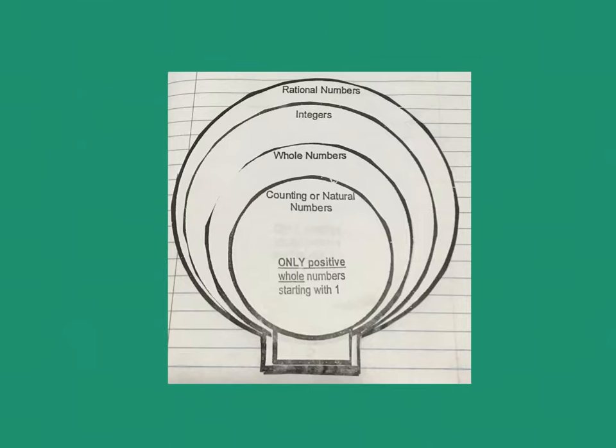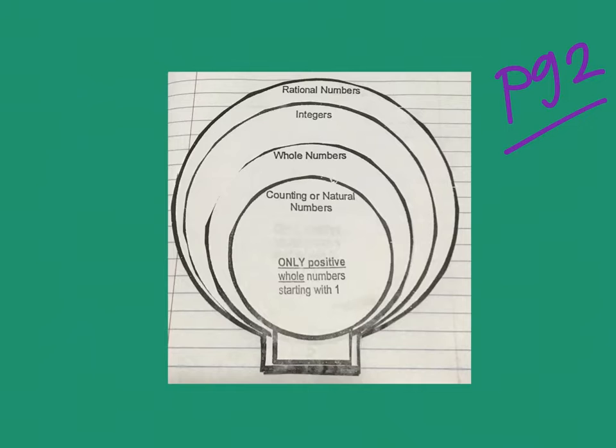In your journal, we are going to be on page 2. You should be able to find this circle foldable. It's rational numbers, integers, whole numbers, counting, and natural numbers. They are overlapping circles, and we're going to look at the definitions of each one of them.